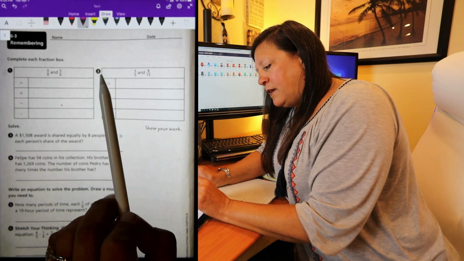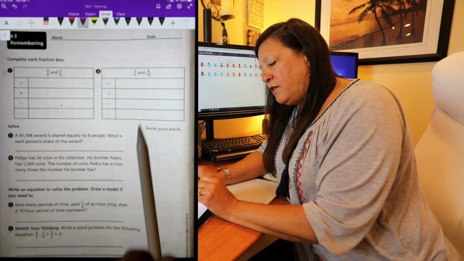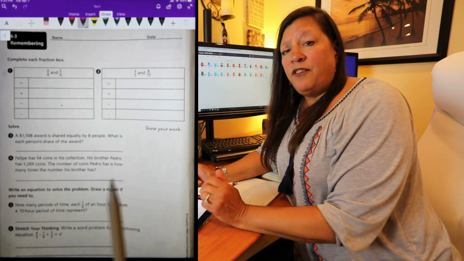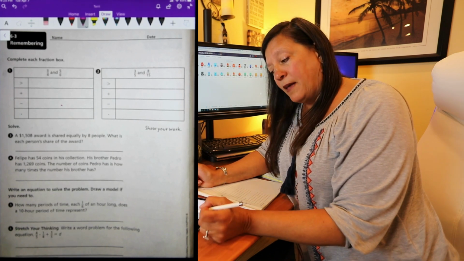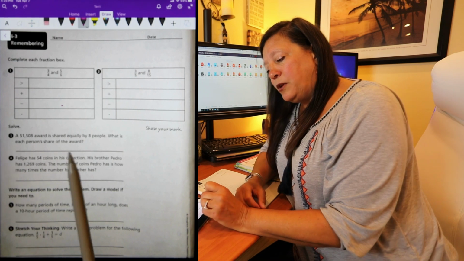All right, and same for fraction box number 2. Use those 2 fractions. Comparing them, you can either cross multiply to compare them or find a common denominator and compare them that way. Okay, let's go through our story problems here to make sure that we know what our equations are.